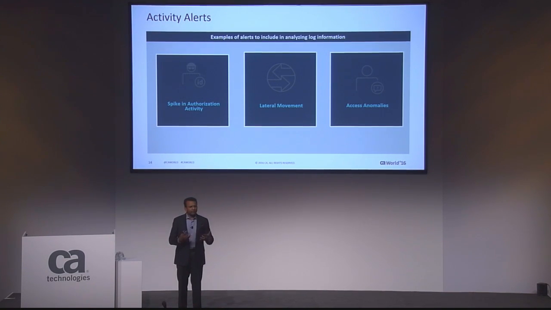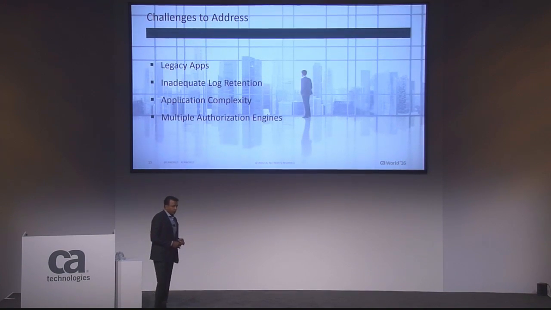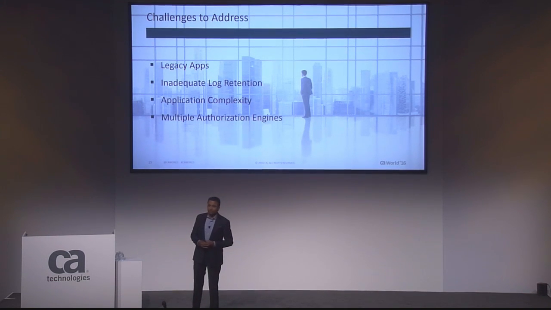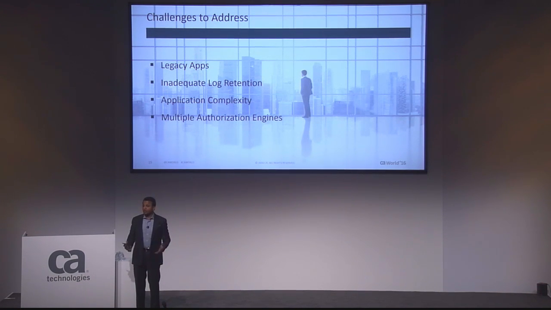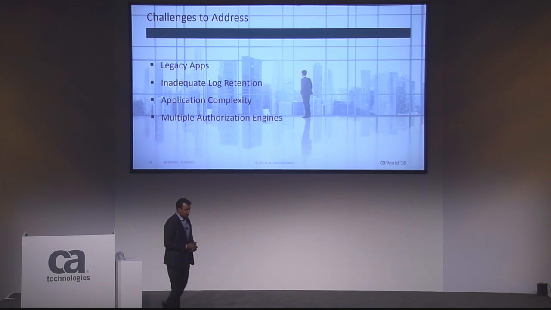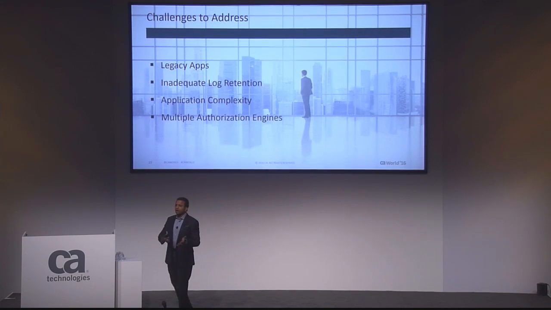So, being able to notify on those types of activities, that's something that we monitor and we try to take action upon. So what are some of the challenges to address in the environment? If you have a lot of legacy apps, it's going to be a challenge to have a good, solid insider threat strategy and plan. The reason is that legacy apps typically don't have strong logging, and if you turn on logging, performance goes down, has issues, etc. So this will be an impediment.